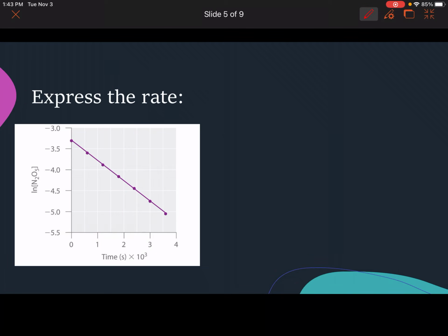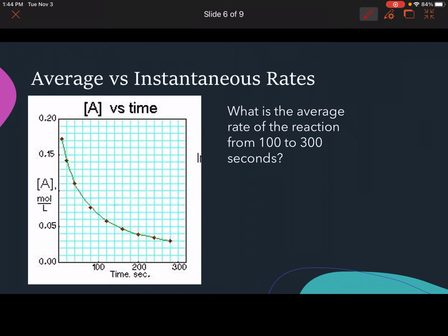Okay, so express the rate here. First example here, express the rate. So that shouldn't say log. This is just a concentration here of N2O5 over time, right? So we would have the rate is equal to the change in concentration, we use square brackets for that, over delta t. So that would be how we would express the rate here, and this is equal to the slope.